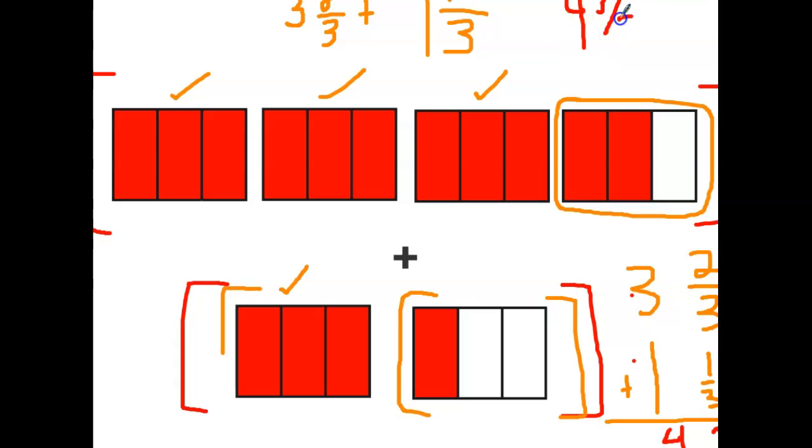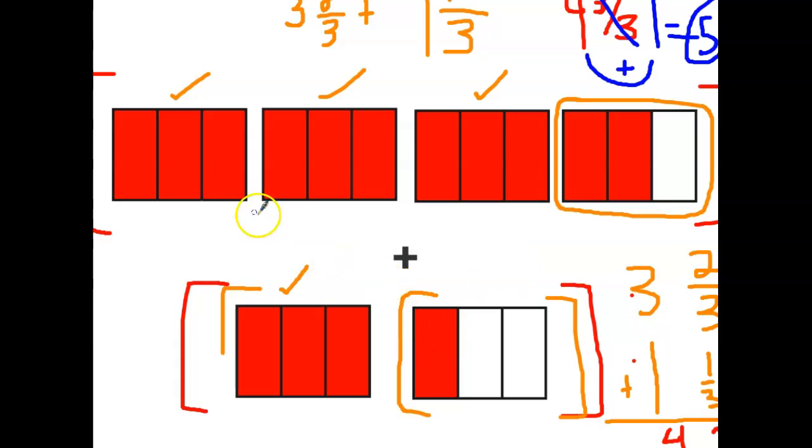Now, we can have that as your answer, but I noticed something. 3/3. What is 3/3? Great, it's one whole. So I can just cross that out and put one whole. So I know I have 4 plus 1. What is 4 plus 1? Great, 5. So my answer is 5. 5 wholes is my answer.